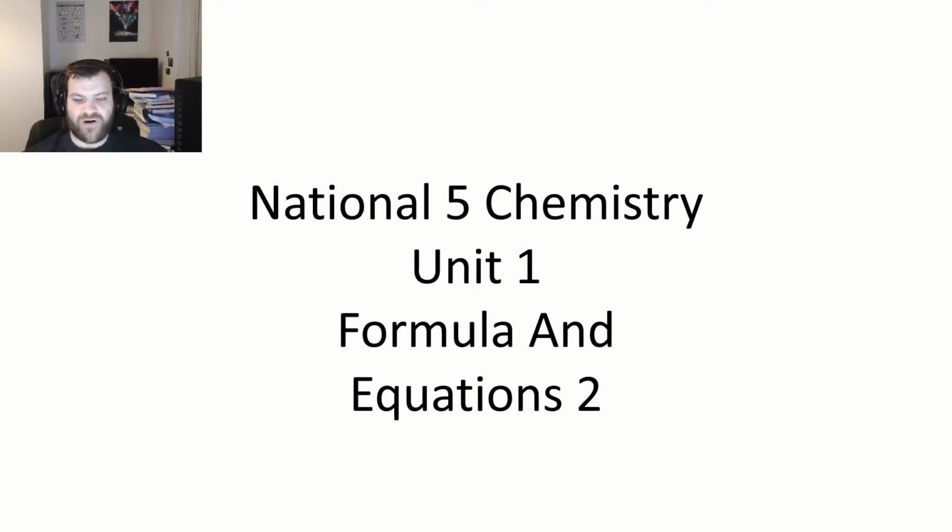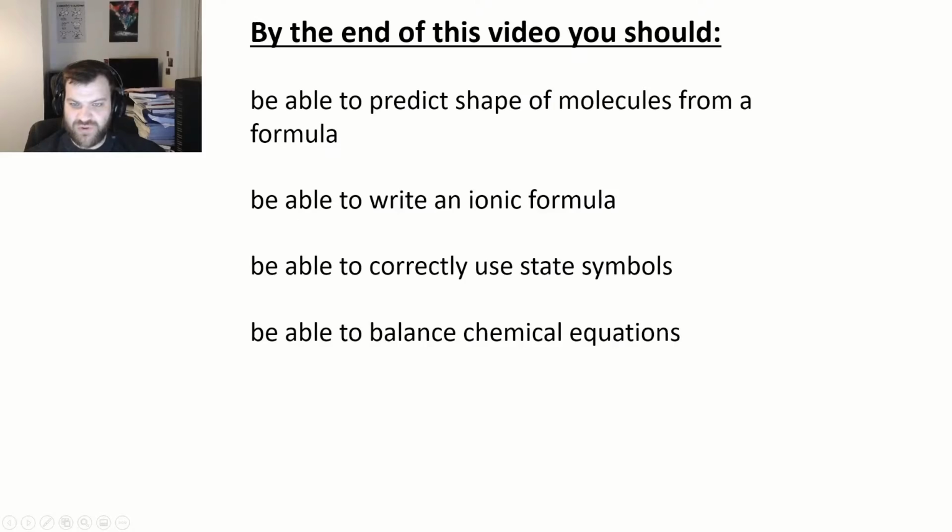In this video, we'll talk through part 2 of the formula and equations topic from National 5 Chemistry Unit 1. By the end of this video, you should be more confident in being able to predict the shape of molecules when given a formula, be able to write an ionic formula for a compound, be able to correctly use the state symbols in an equation, and also be able to balance chemical equations.